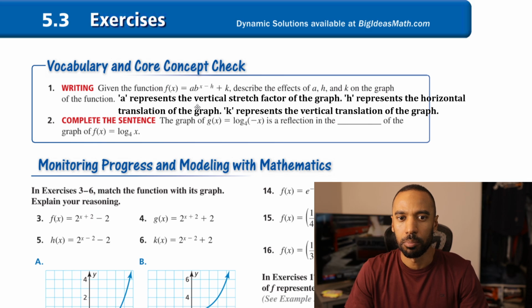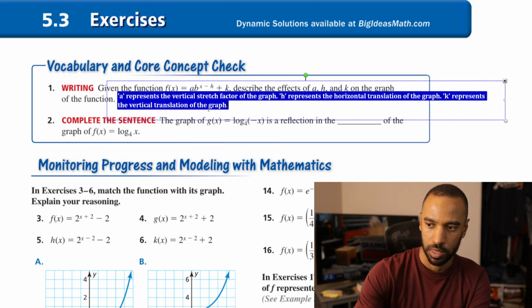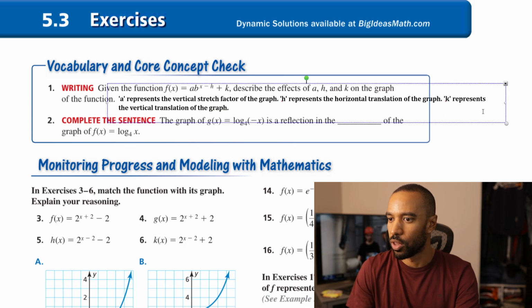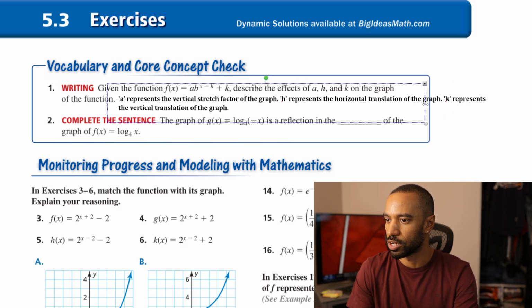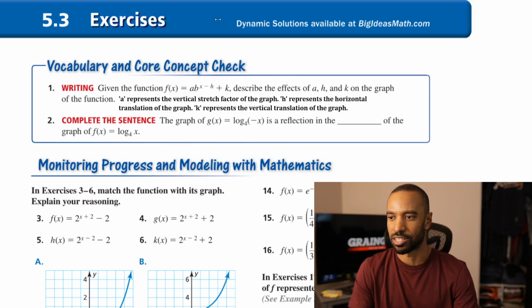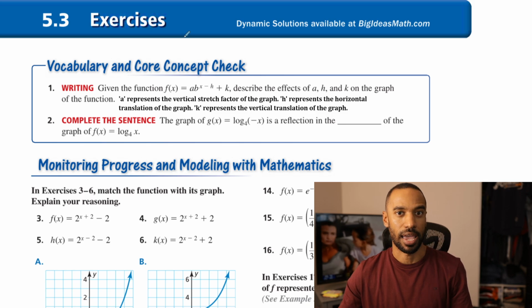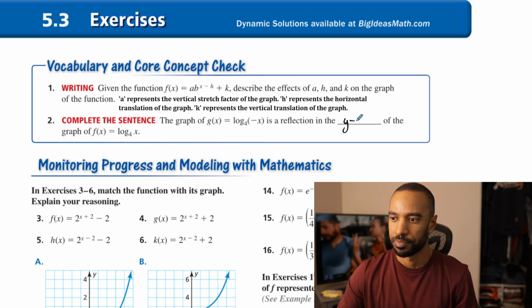All right, number 2, complete the sentence. The graph of g of x equals log base 4 of negative x is a reflection in the blank axis of the graph of f of x equals log base 4 of x. So it's a reflection in the y-axis. In the y-axis. It flips horizontally.